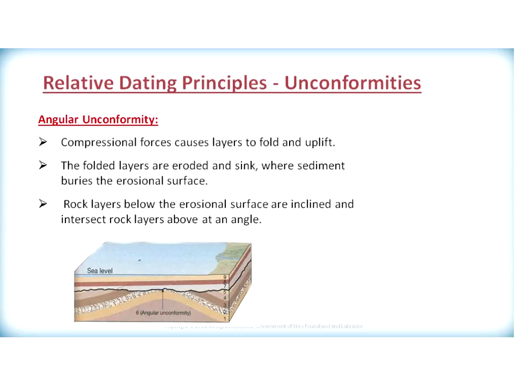Let us have a little closer look at the different types of unconformities. An angular unconformity is caused by compressional forces which cause layers to fold and uplift. That means the ground is basically folded into upfolds and the ground rises up. These folded layers are eroded and later sink, where sediment buries the erosional surface. And lastly, the rock layers below the erosional surface are inclined and intersect rock layers above at an angle.